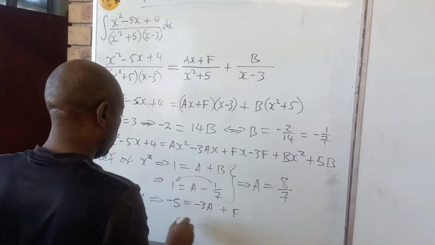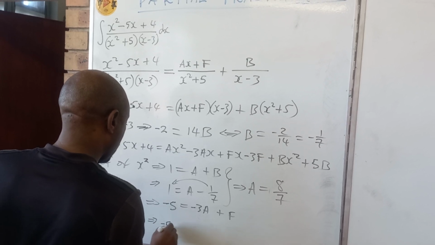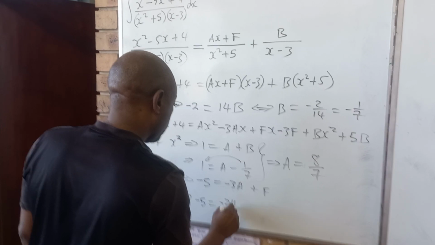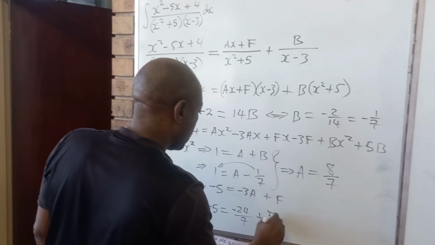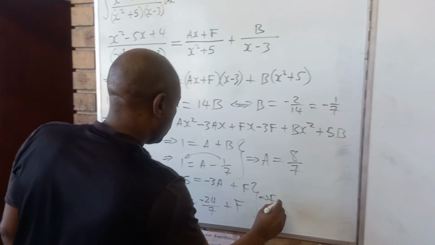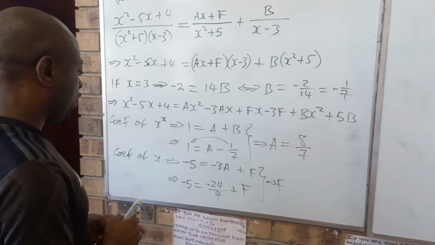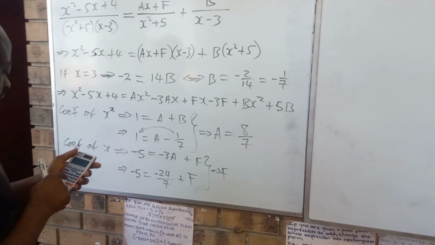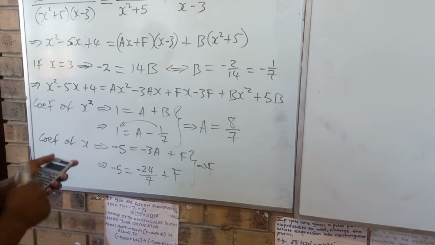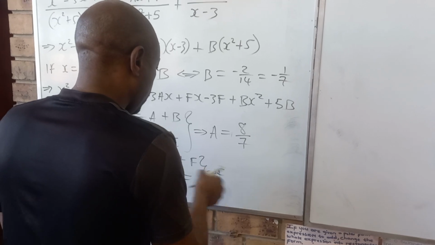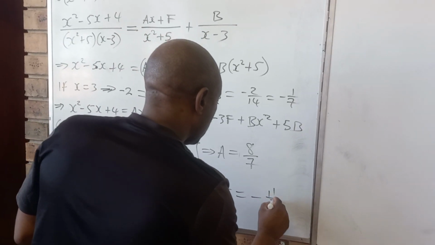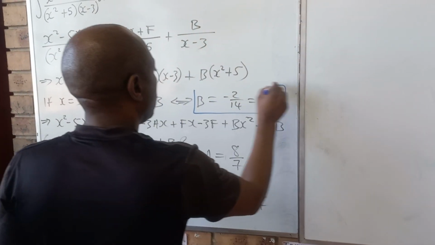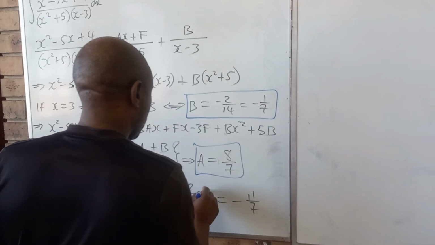8/7. So if you multiply that, you get -5 is equal to -3 times 8, which is -24/7, then plus f. So if I need f, what do I do? I simply carry 24/7 to the other side and subtract 5 from it. So I will take 24/7 minus 5. It tells me that f is -11/7. So now I'm done with the values of a, of b, and of f.